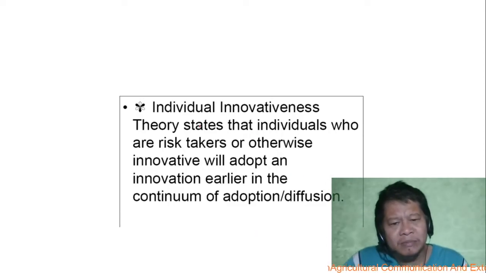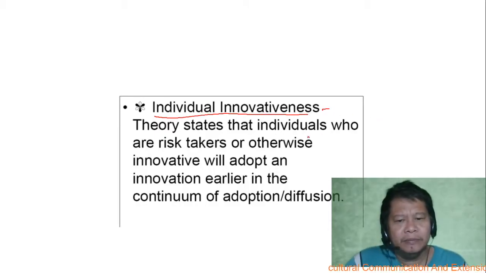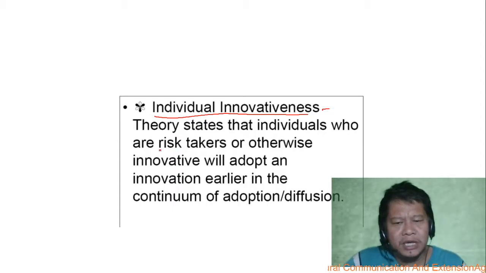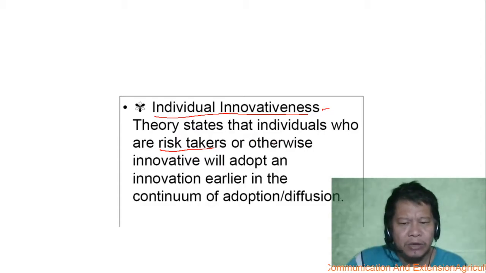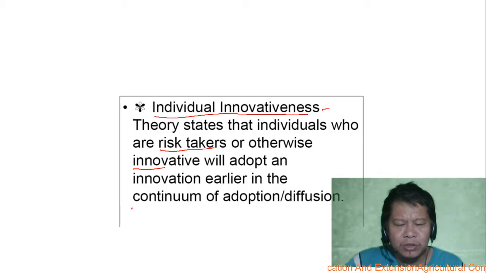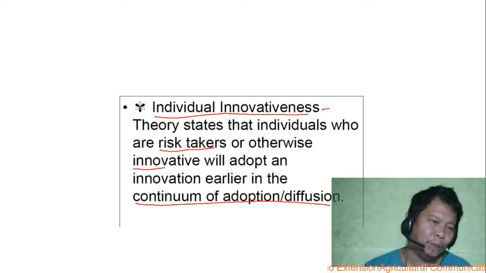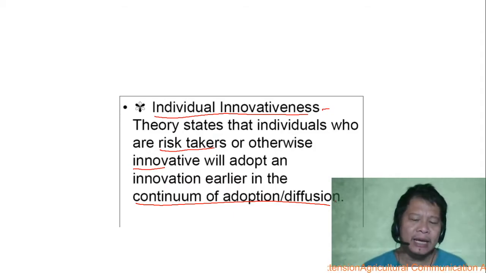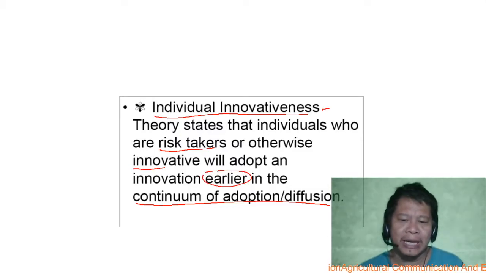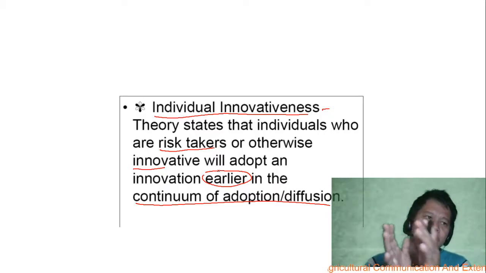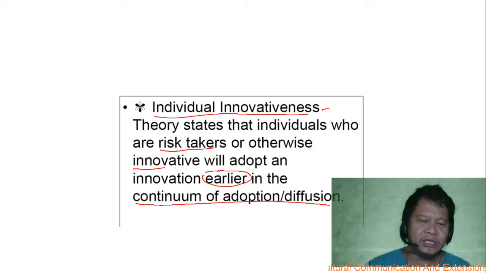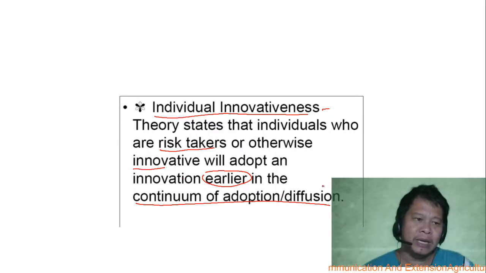So the individual innovativeness theory of technology adoption states that individuals who are risk takers, katong willing mosugal, no, or otherwise innovative, will adopt an innovation earlier in the continuum of the adoption or diffusion process of technology, no. Kato daw kasagara nga mga venturesome, katong mga mosugal, katong mga innovative nga mga tao, sila ang una nga mo-adapt sa mga innovation in a continuum of adoption or diffusion theory, no. Ibig sabihin, there's some continuum in the adoption process, sila ang pinakauna nga mga tao nga mo-adapt ana nga technology, yung mga venturesome, yung mga innovative people, yung mga geared towards new things, yung mga risk takers.